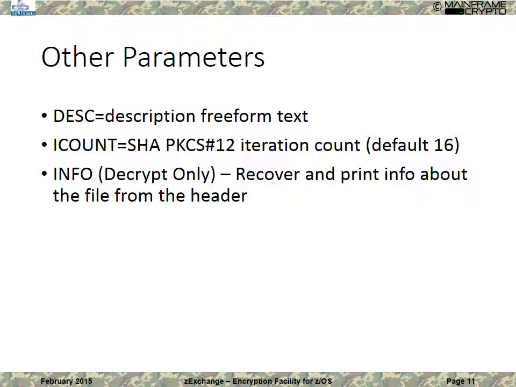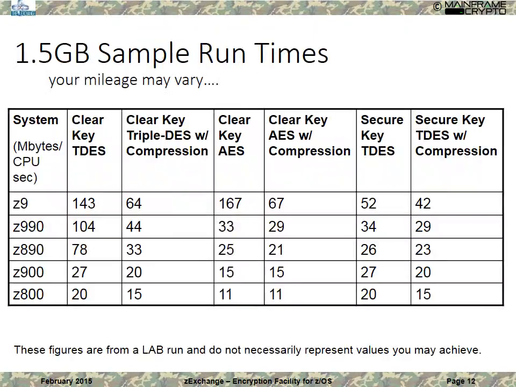And then the last option there is the info option. That's only available for reading a ciphertext file. It's only supported for the decrypt operation. Basically what info does is pull information out of that header record at the beginning of the file to tell you things about the file itself. Some of the information in that header record is the DCB of the original file. The description in the descript parameter is stored in there. The info will display that description for you, if you need to look at it. Let's go to slide 12.